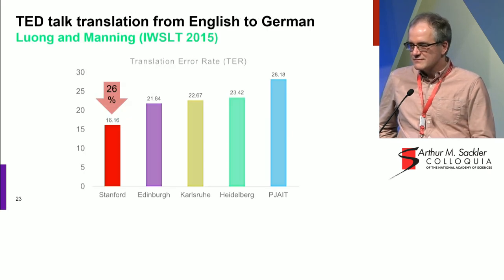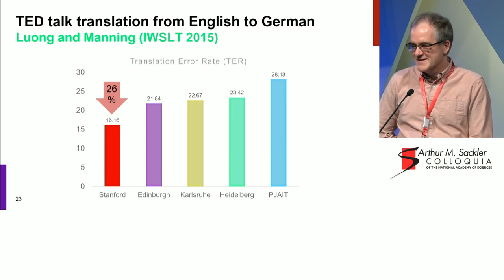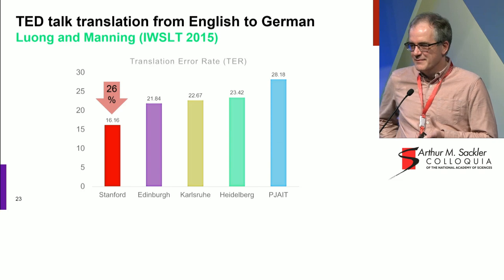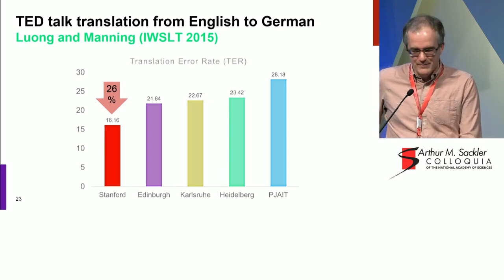Once we had those two ideas, we could then produce machine translation systems that were just much better than what used to exist. So here's showing one evaluation where the Edinburgh, Karlsruhe, and Heidelberg systems were state-of-the-art statistical machine translation systems from around 2014-15. And using a neural machine translation system instantly gave us about a 25% reduction in the error rate, which is again a huge leap by the standards of these systems.